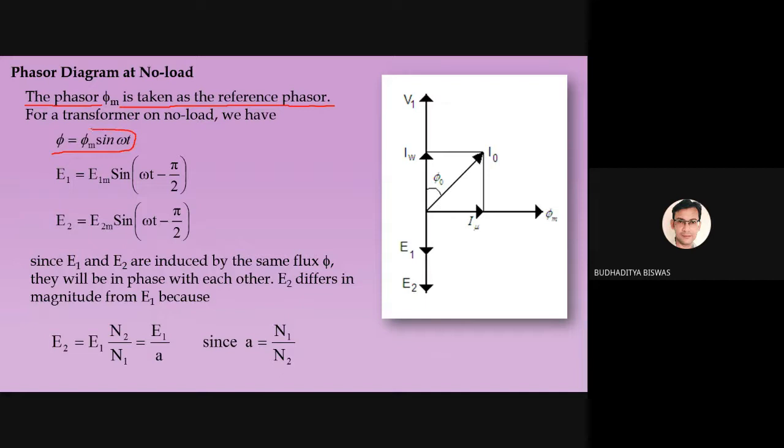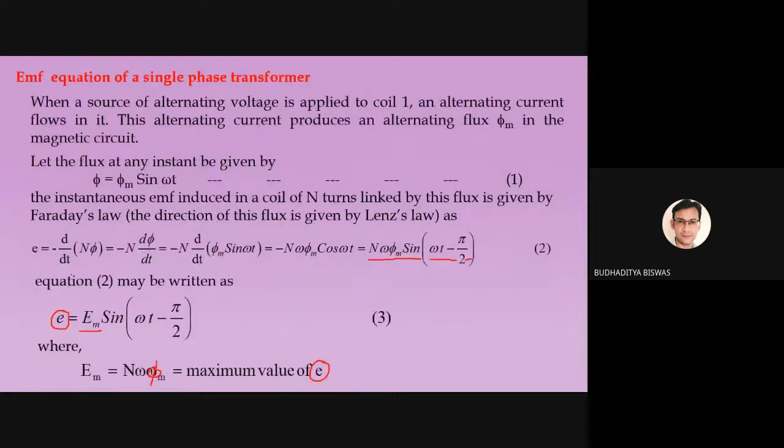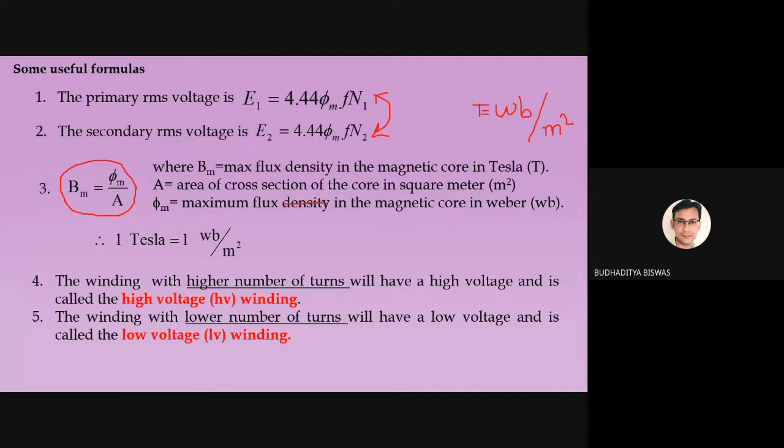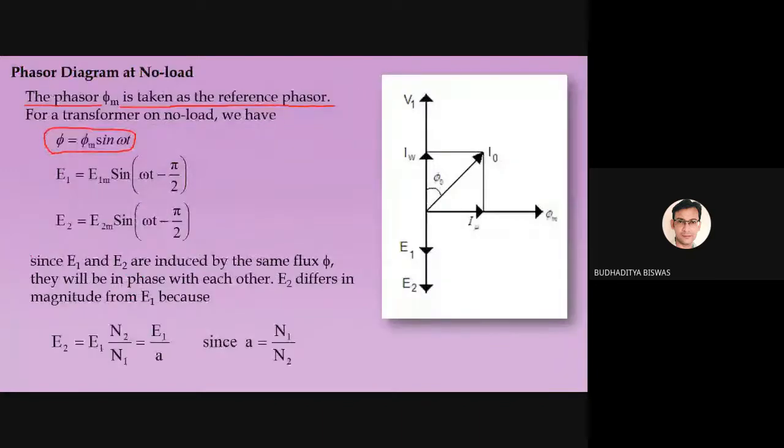This is obviously some AC flux that will be generated. This is the formula for basic AC: phi equal to phi m sin omega t. And from the EMF equation, we have E1 equal to E1m sin(omega t minus pi by 2), and E2 equal to E2m sin(omega t minus pi by 2), because we have already derived this equation. The induced voltage E equals Em sin(omega t minus pi by 2). If we write 1 and 2, it becomes the induced voltage in the primary as well as in the secondary side: E1 equal to E1m sin(omega t minus pi by 2) and E2 equal to E2m sin(omega t minus pi by 2).